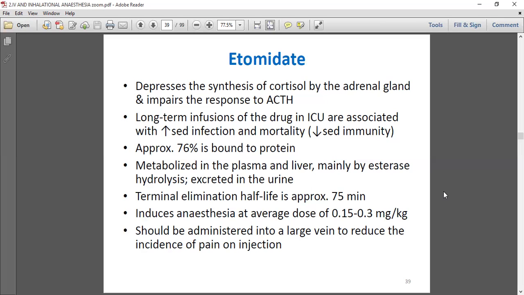Basically, what they're saying is that elimination half-life is the time required to eliminate half the amount of the drug in the body, not the time it takes to work. Half-life is the time it takes to work. Elimination half-life is the time it takes to be eliminated.